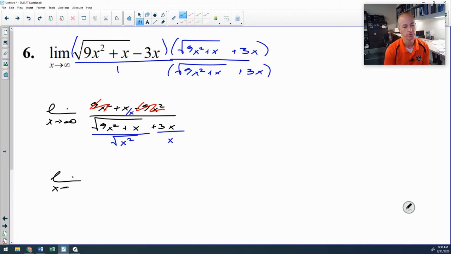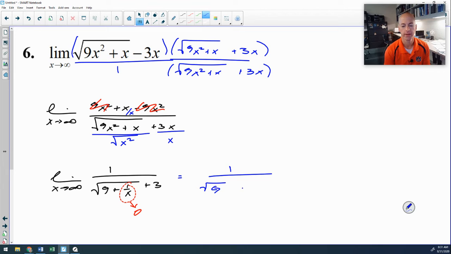Limit as x goes to infinity. x over x is 1, divided by 3x over x is 3 over here for the square root. I'm going to do one big square root. 9x squared over x squared is 9. 1x over x squared is 1 over x. And now there is a single x remaining that the limit will influence. So if I plug in infinity, 1 divided by infinity does approach 0. And so I'm left with an answer of 1 over square root 9 plus 3, or 1/6. So there's the answer for that one.